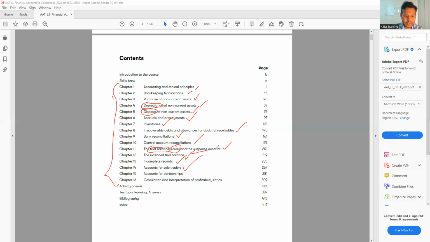Chapter number 14, we have accounts for the sole trader. Now, this word is quite common, sole trader. It is very much relevant to the self-employed. The only difference between the self-employed and the sole trader is that self-employed, sometimes you just work by yourself. For example, you provide teaching privately, private tuition. For example, you can work as a cab driver.